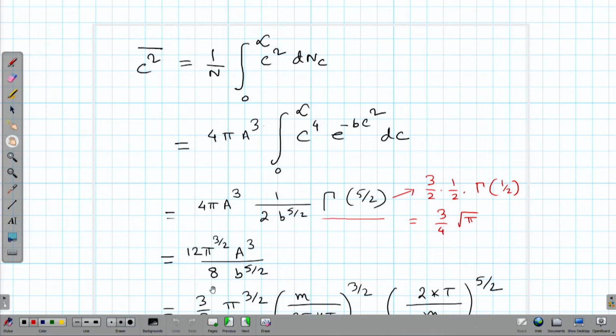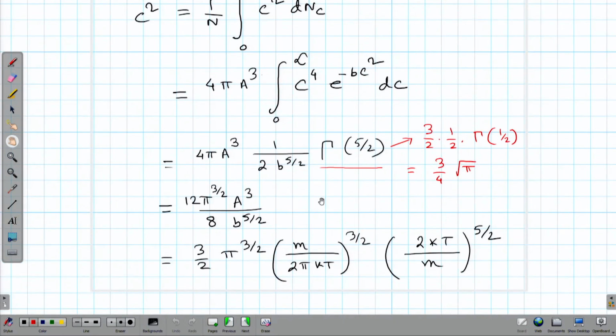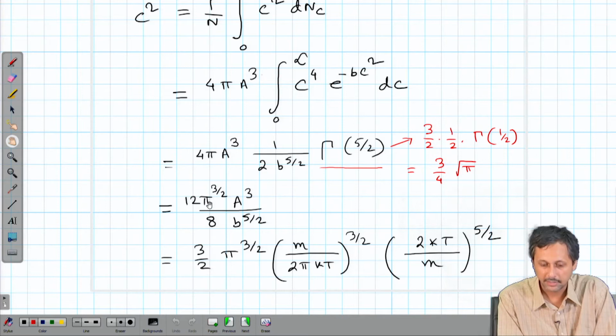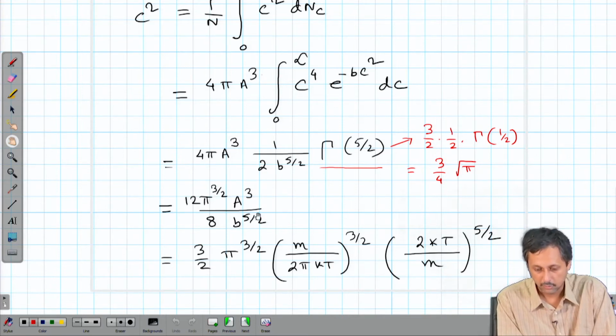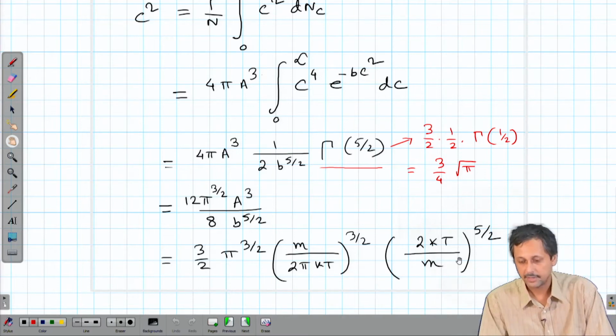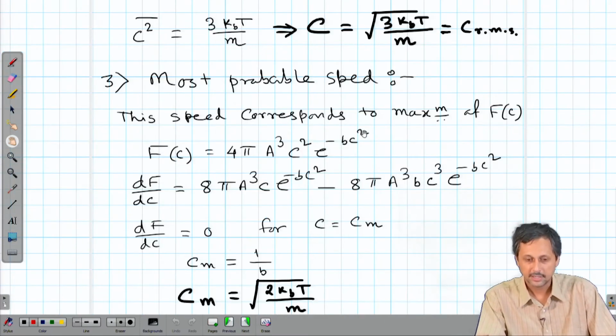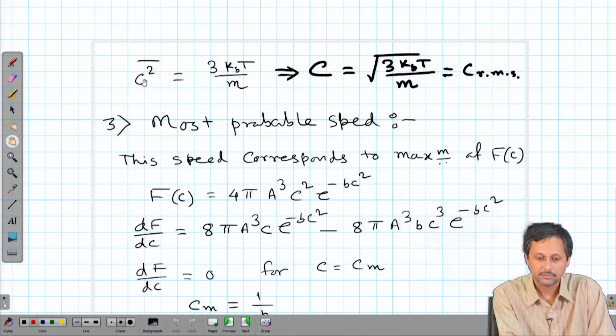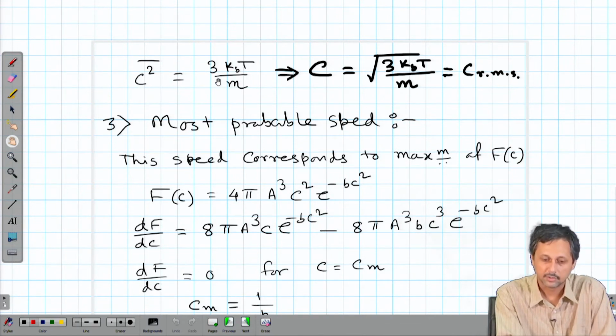So, once we put this in, we have 12 pi whole to the power 3 half a cubed by 8 p whole to the power 5 half. Simplified in terms of a and b, it gives you the expression of c square average, which is equal to 3 kBT by m, and then the root mean square value, capital C, is equal to root 3 kBT by m.